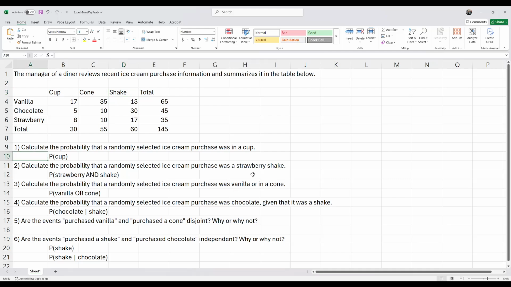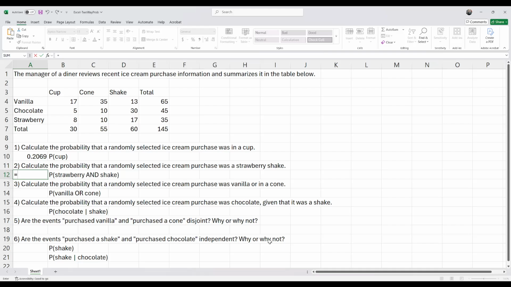First, for the probability of purchasing a cup, remember using this recent data, we would find the total number of cup purchases, which is 30, and we would divide that by the total number of purchases altogether. The grand total is 145. So the probability as a fraction would be 30 out of 145. Here, that's about 0.2069.